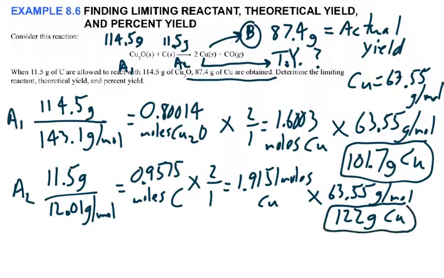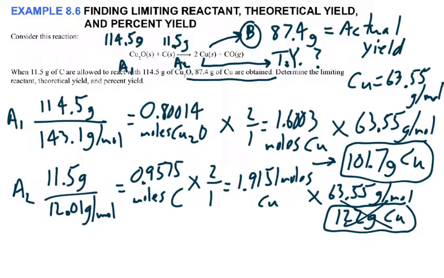So we are ready to make a comparison. When I did A1 to B, or Cu2O to copper, I got 101.7 grams. When I did A2 to copper, which is carbon to copper, I got 122 grams. Remember that the lower one is the one we're going to keep. We throw out the higher one.